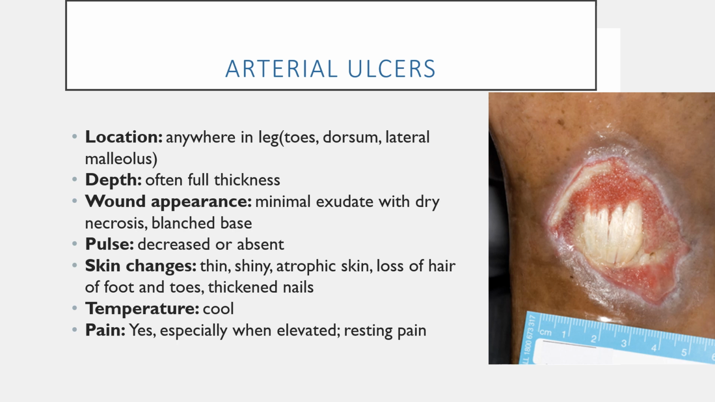Arterial ulcers. Etiology is arteriosclerosis obliterans, atheroembolism, large or medium vessel atherosclerosis, Raynaud's disease, diabetes mellitus, collagen disease, and vasculitis. The location is anywhere on the leg or dorsum of the foot or toes, primarily at bony prominences such as the lateral malleolus.